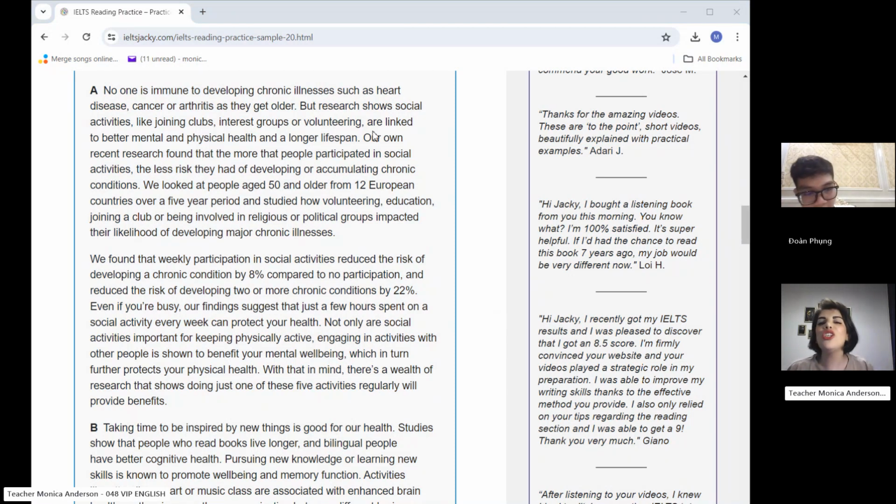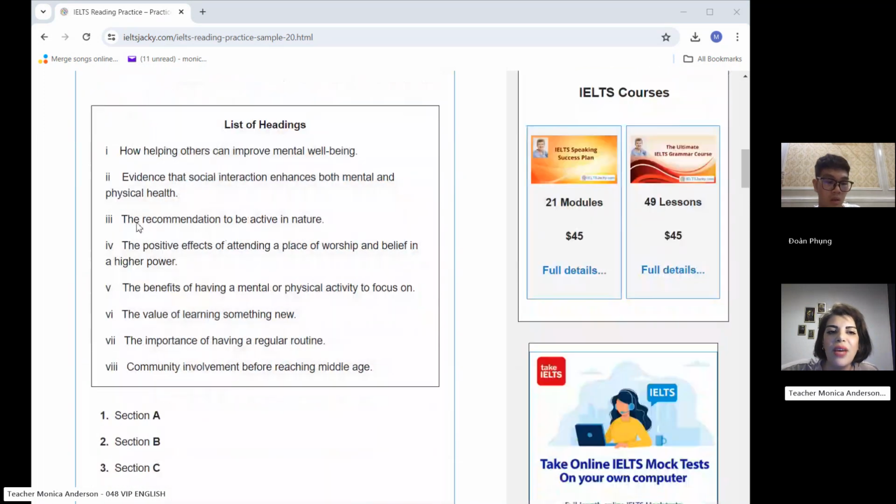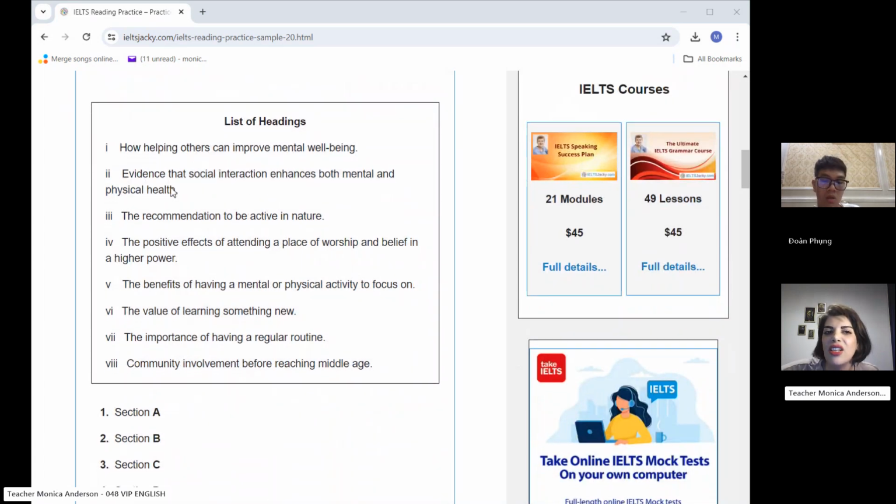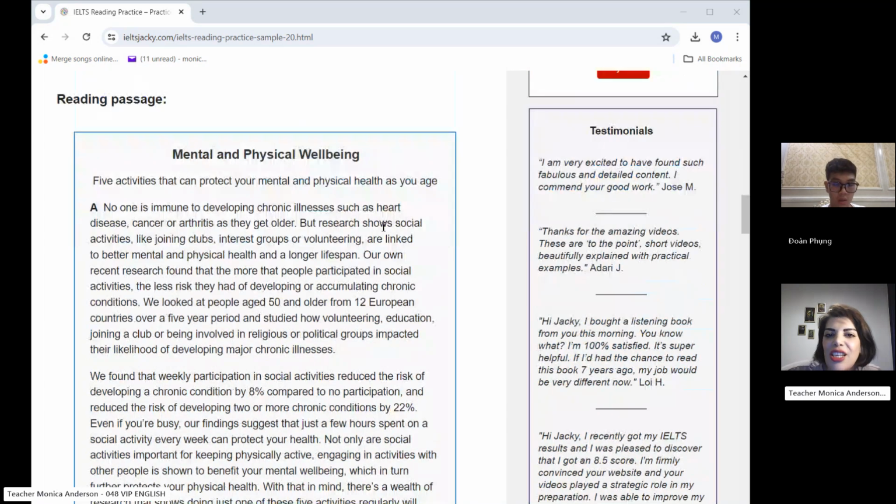As I told you before, in matching heading, you normally can find the main idea of the text at the beginning or the end. So if you couldn't find it at the beginning, you check the end of it. So here, we just read social interaction, enhance, mental, physical. So I could see this here: social activities, like joining clubs, interest groups, or volunteering, are linked to better mental and physical health. So what do you think? Which one can it be?